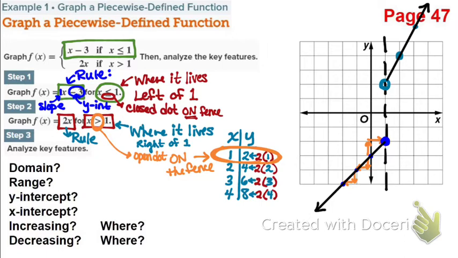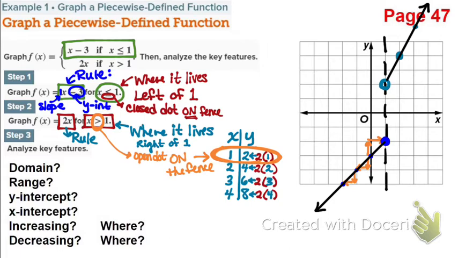All right. Last thing we need to do is to analyze our key features. Key features would be things like domain and range. Do I have any x or y intercepts? Is it increasing or decreasing? Is it continuous? Like, what's going on with the graph? How would I describe it to someone else?